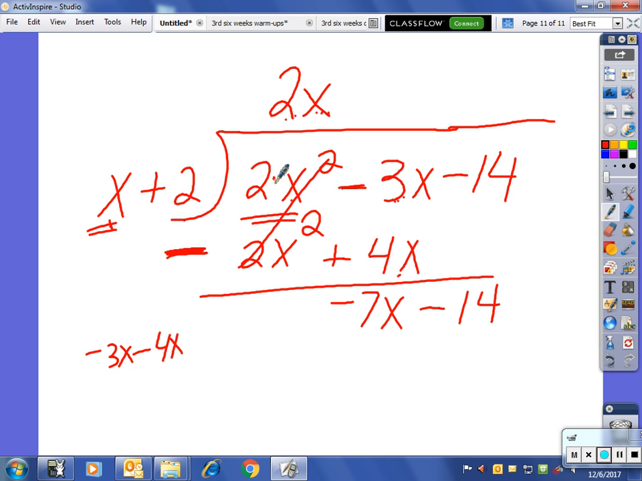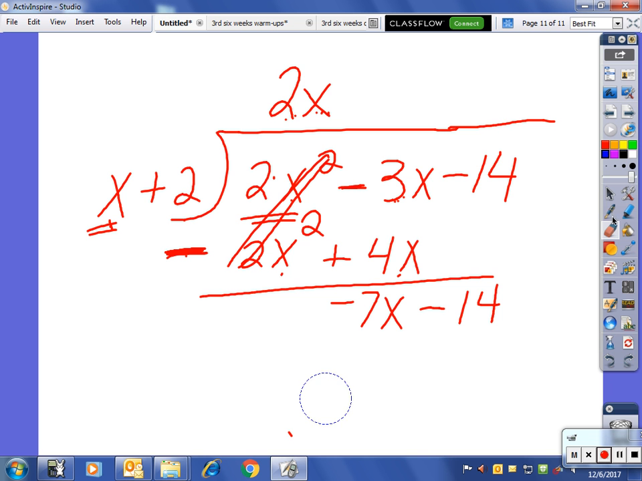Okay, remember this second step is always subtract. 2x squared minus 2x squared gives us no more x squareds. These cancel. You got to watch your signs, though. This is a negative 3x, and I'm about to subtract a positive 4x. Well, this positive 4x then really becomes a negative. Those are two negatives. That's negative 7x.